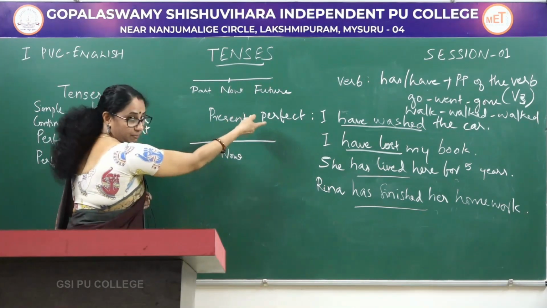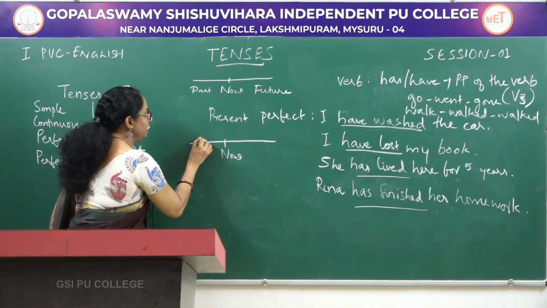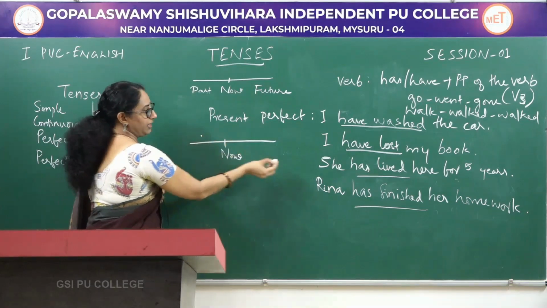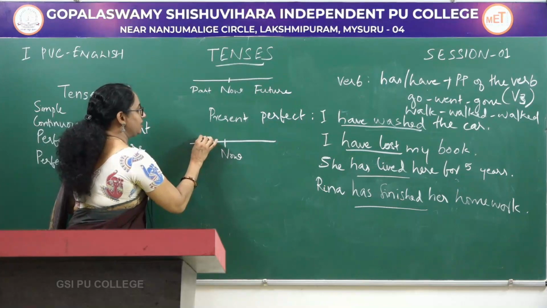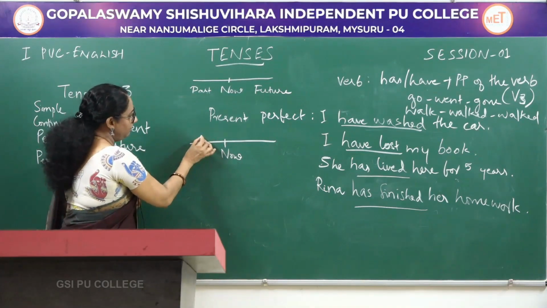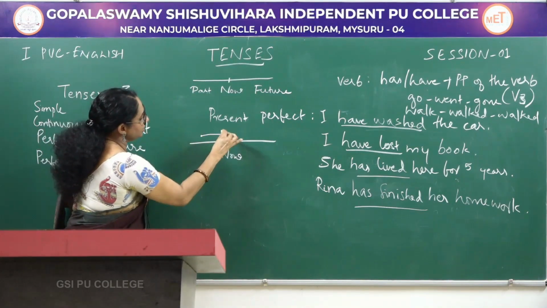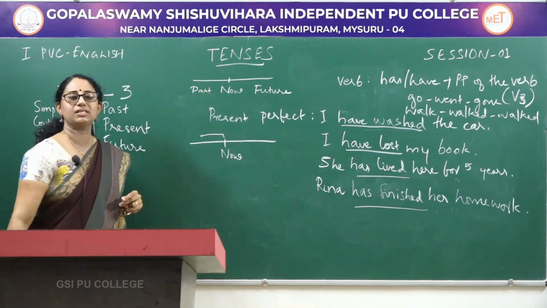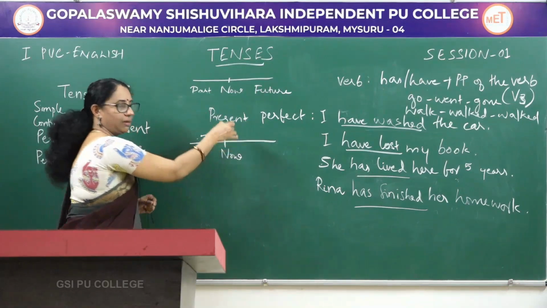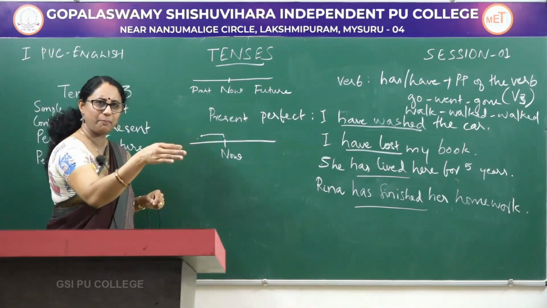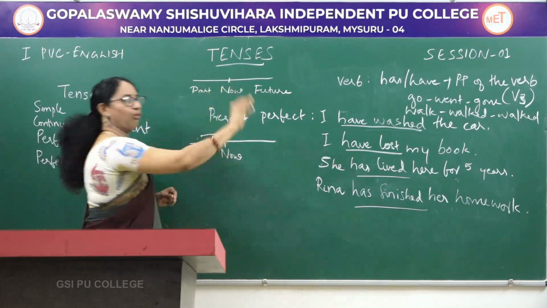And present perfect means an action that began here. Say for example, she has lived here for 5 years. So she started living here, and even to this moment she is living in Mysuru. So an action that began in the past that continues up to the present, or it is used to represent an action that is just over.